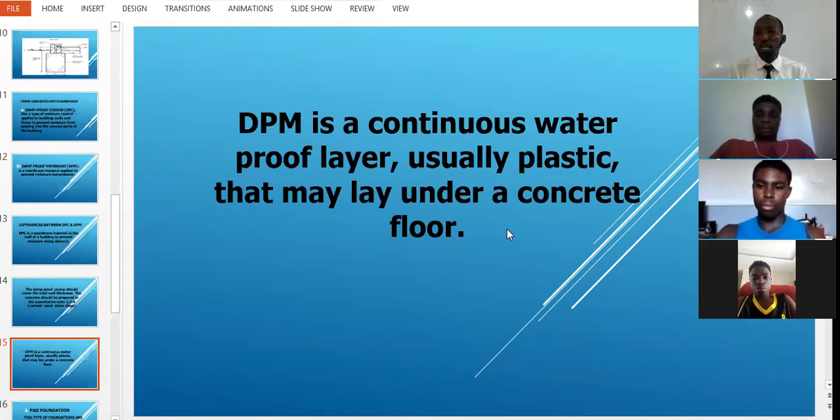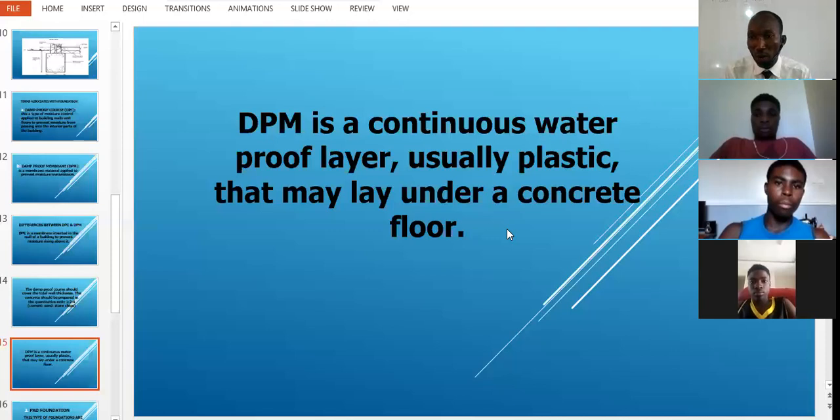Please put it in your head that DPC protects what? The wall. DPM protects what? The wall? No, DPM protects the concrete floor. The floor. The concrete floor.